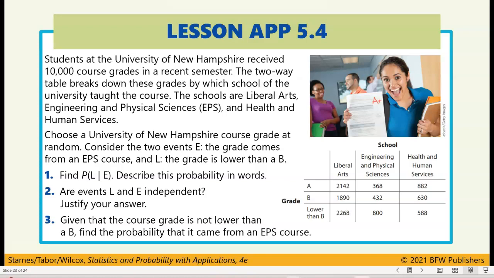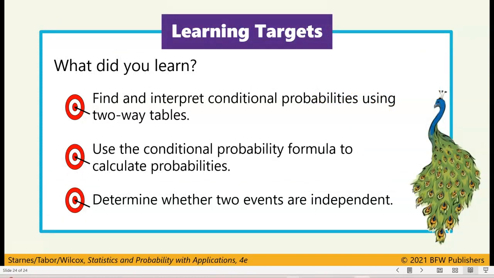To check, let's just find the probability overall of having a grade lower than B. That would be adding up all 9 of those numbers. That's my denominator. Add up only the lower than B, 2268 plus 800 plus 588, and that would be my numerator. And if those two numbers match, then you have independence. If they don't match, you don't have independence. That's your lesson for today.